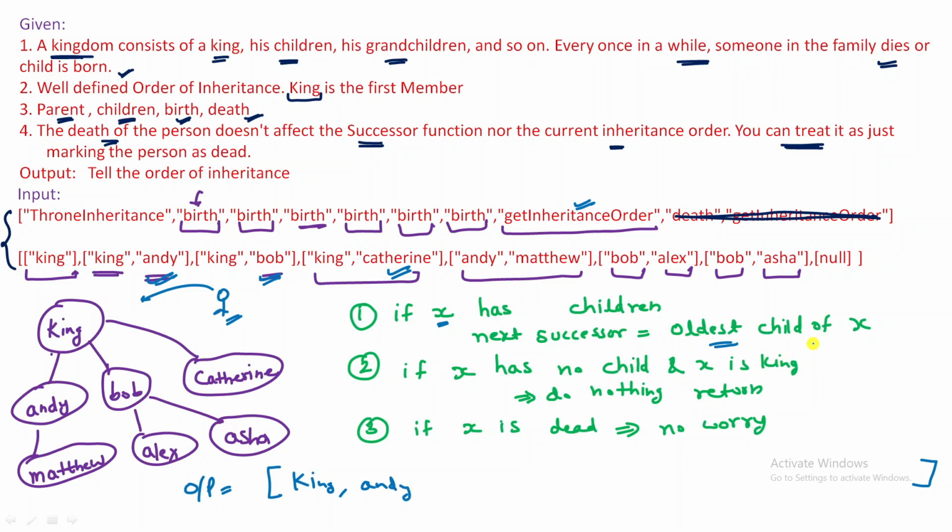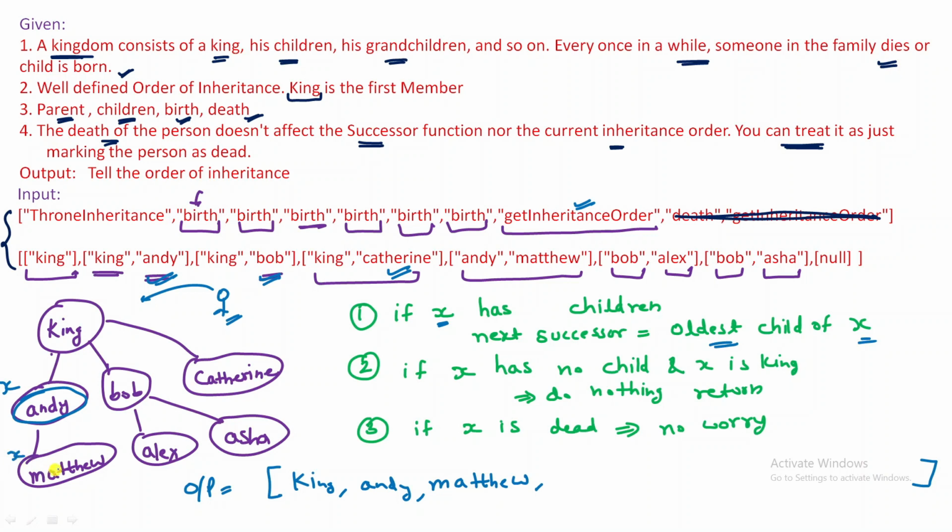Then the question says that according to the rule, again you have to go to Andy and see down. You have to see the children of Andy. So now who will be the next king? You have to see again the children of Andy. If this Andy, that is this X, has children, then who will be the next successor? Again the oldest child of that X, that is the oldest child of Andy. Andy has only one child, so Matthew will be the next king.